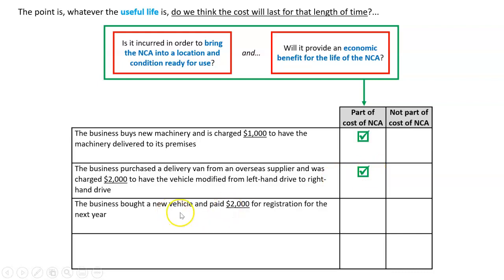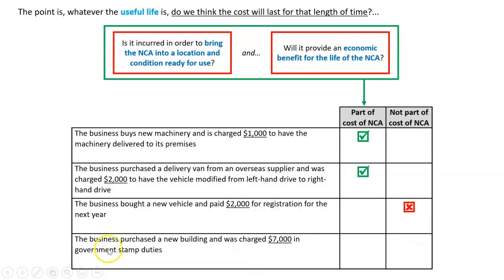The business bought a new vehicle and paid $2,000 for the registration for the next year. So you've got to pay car registration every year. You cannot use a car unless it's registered. So it clearly is required to get the asset ready for use. But it doesn't last for the life of the asset because you're going to have to pay that again next year as well and the year after. So we're going to say no, not part of the cost.